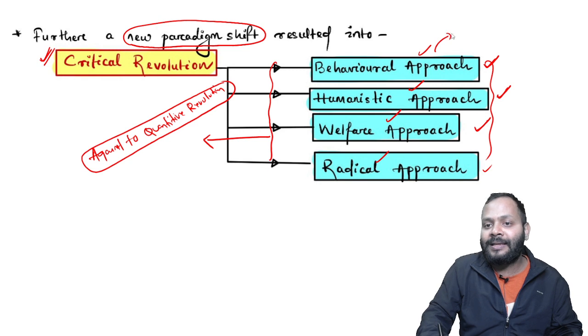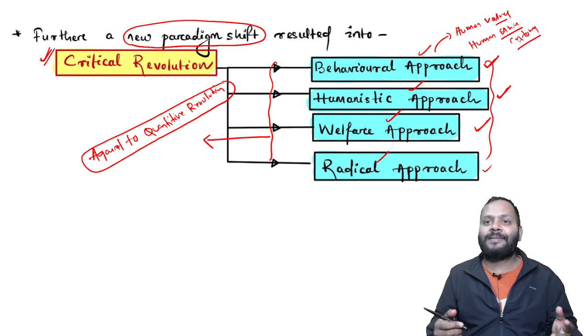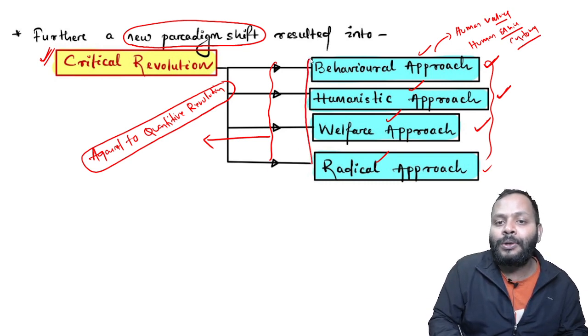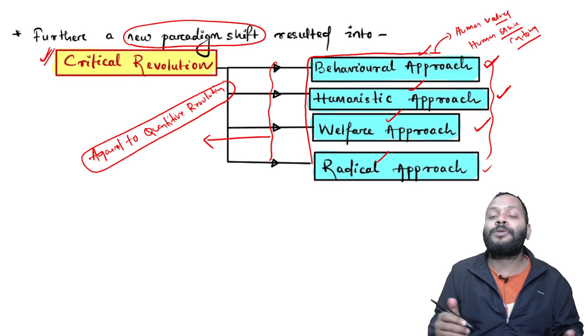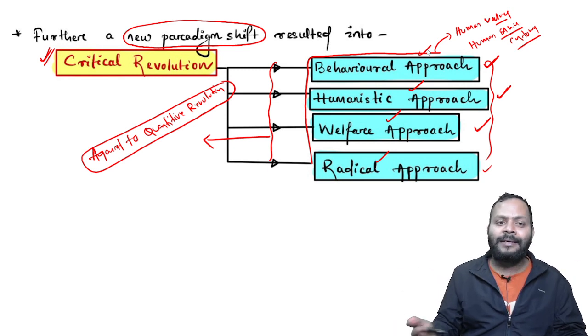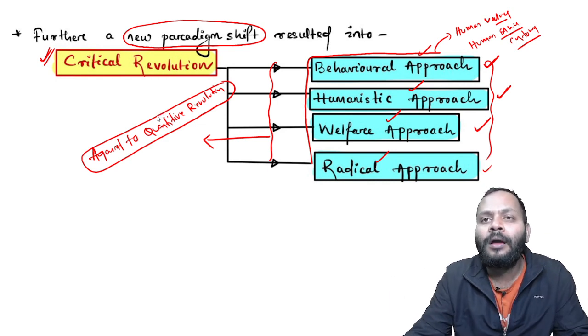That means we are considering human values, human ethics, values, customs. Is it all fine? So tradition, practices, habits, everything is considered, because the core objective of geography is to benefit the people. Isn't it? This is how the critical revolution takes place.